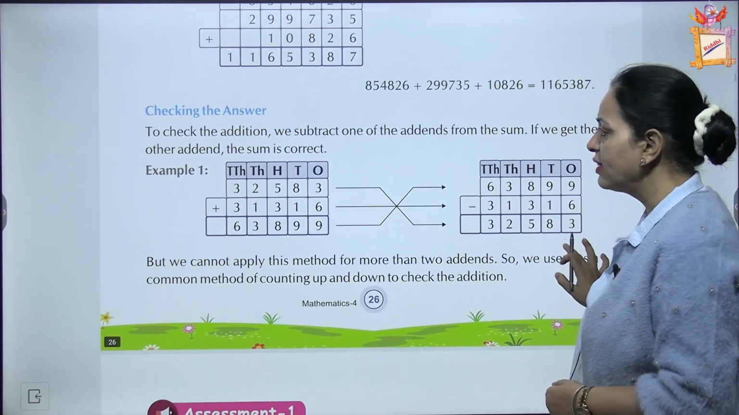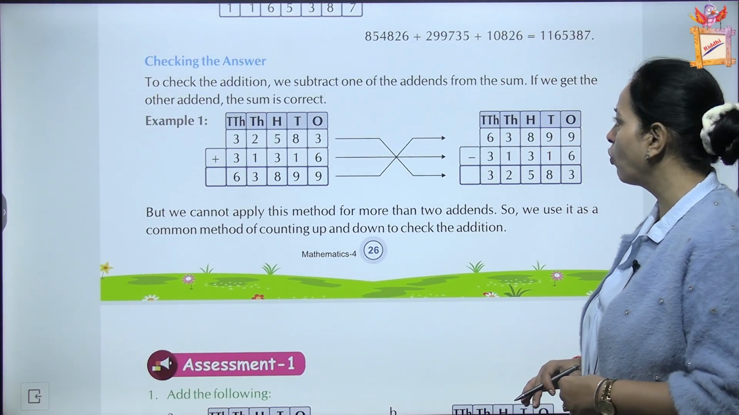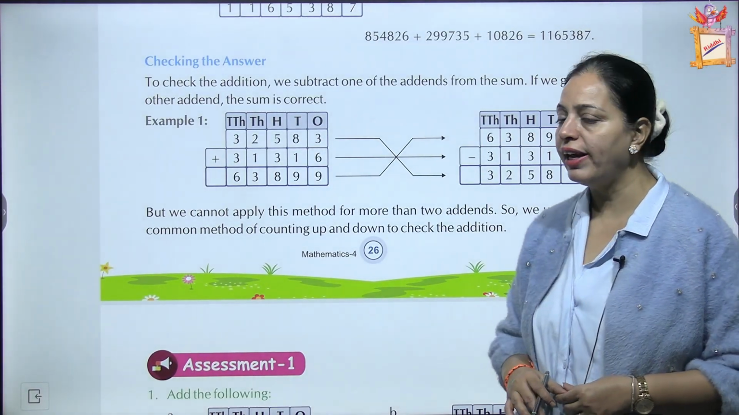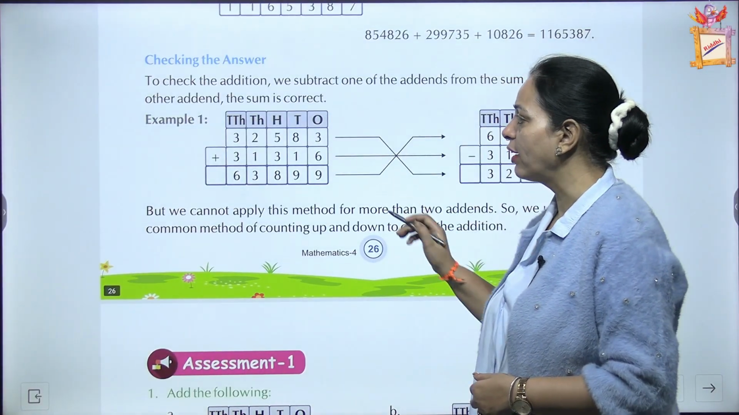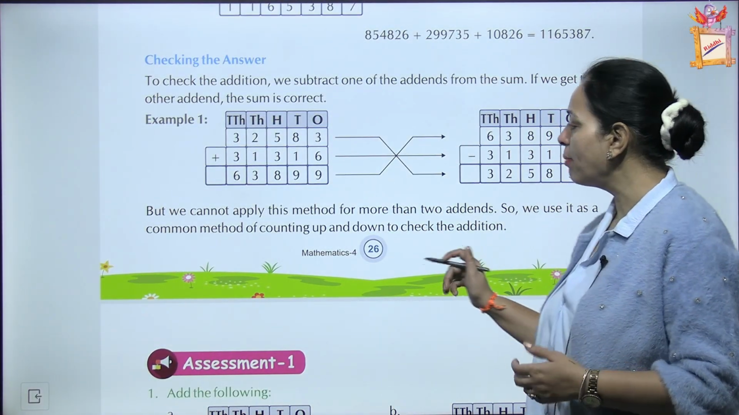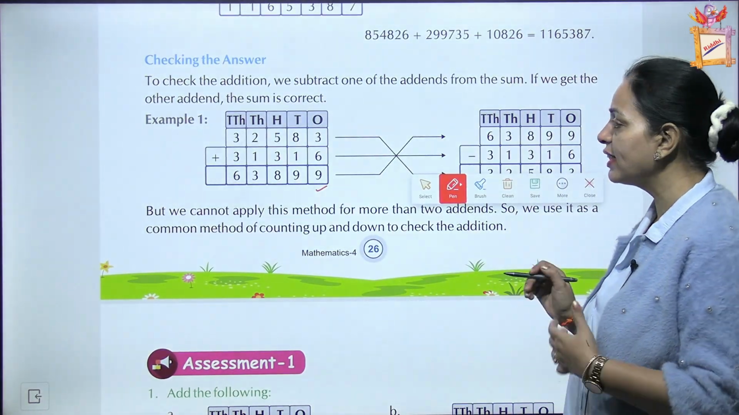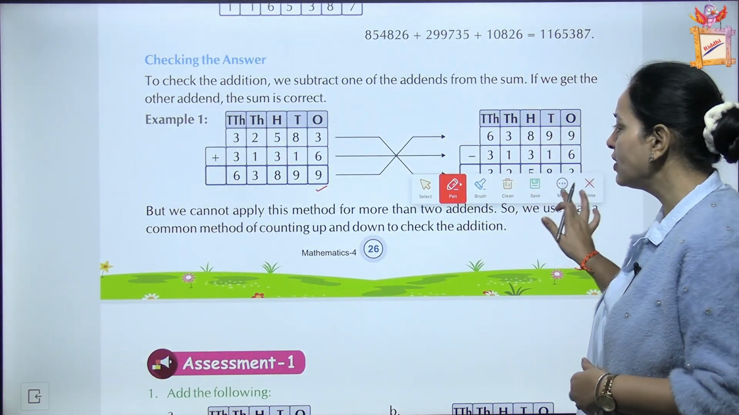Now checking the answer. To check the addition, we subtract one of the addends from the sum. If we get the other addend, the sum is correct. हमने क्या किया? 2 numbers को plus कर दिया. अब जो sum आएगा, sum में से subtract any one number. If you are getting the second number, it means your answer is correct.